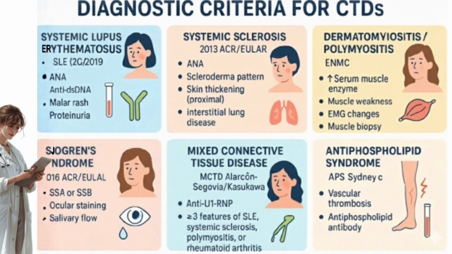So friends, let's recap. SLE criteria start with ANA positivity and a point system up to 10. Systemic sclerosis uses skin thickening or a 9-point threshold. Dermatomyositis and polymyositis combine skin, muscle weakness, enzymes, imaging, and antibodies. Sjogren's needs a score of 4 or more with symptoms of dryness. MCTD revolves around anti-U1-RNP plus overlap features. And APS requires both a clinical event and persistent antibodies.